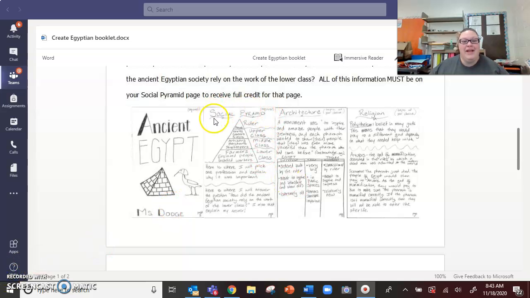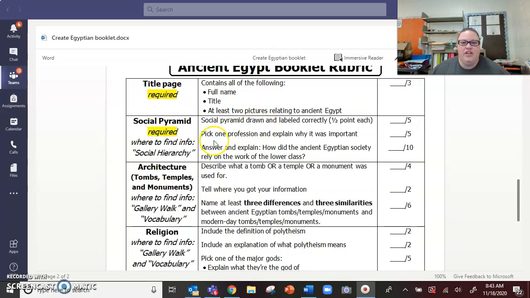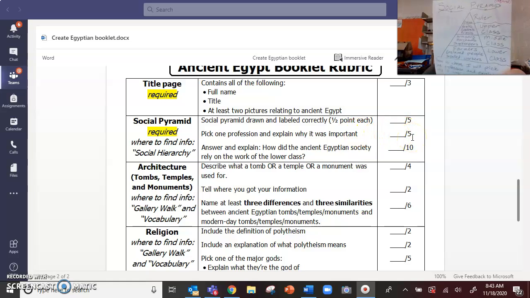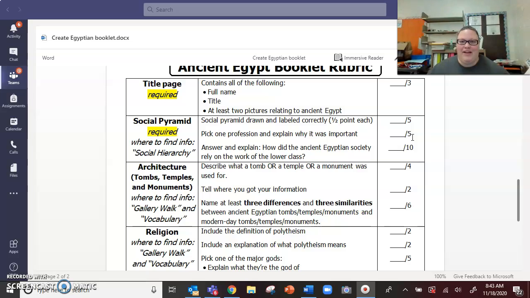For page 2, it has to be about the social pyramid. And you're not just copying down the social pyramid from our social hierarchy activity. You are also picking one specific profession from that social pyramid, and you're going to explain why that's important. That's worth 5 points. Copying down the social pyramid by itself is worth 5 points.